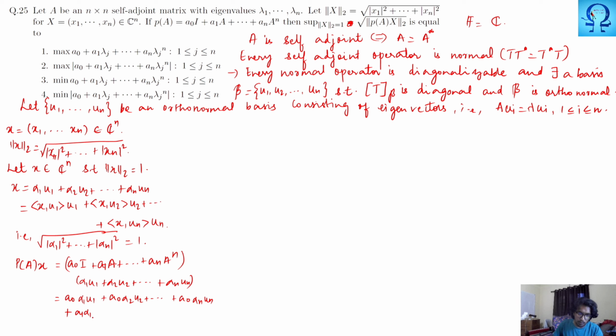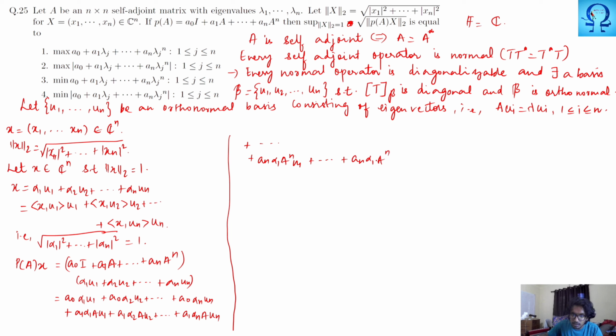a1 alpha 1 A u1. The scalars I have taken to the left and the remaining I keep this way, then a1 alpha 2 A u2, etc. till a1 alpha n A un, then plus etc. till we will have an alpha 1 A power n u1, etc. till an alpha n A power n un.